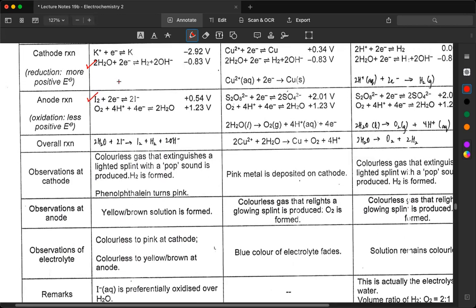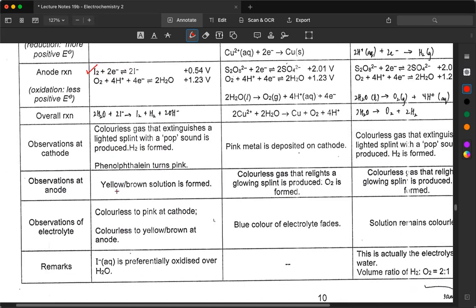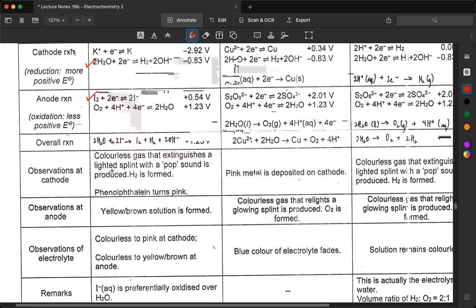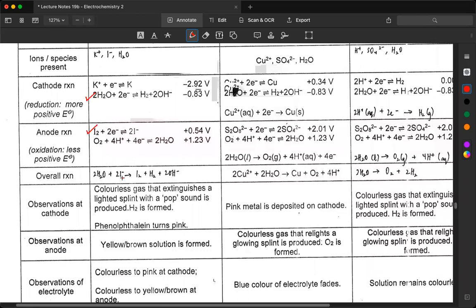And based on the E0 value, I- is preferentially oxidized over H2O actually.